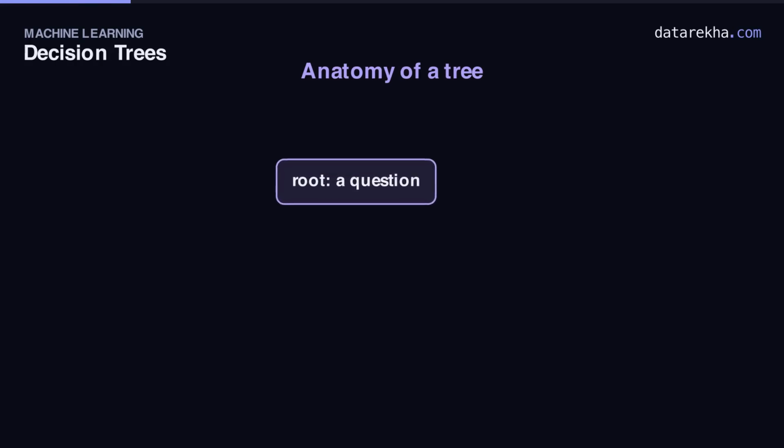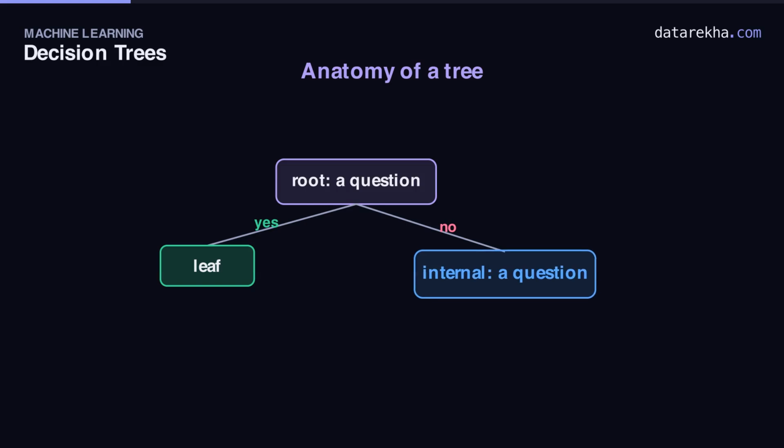Let's name the parts, because every rule from here on hangs on them. At the very top sits the root. The first question, seeing every training sample. Each answer sends a sample down an edge. By convention, yes goes left, no goes right, into a child node.